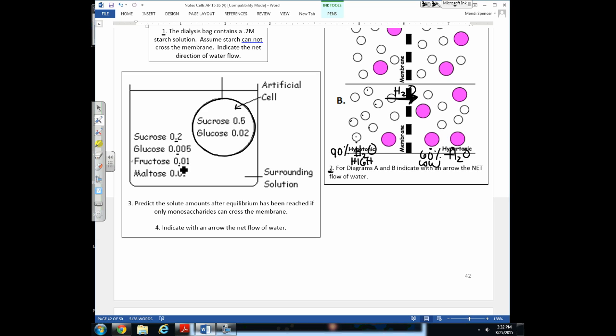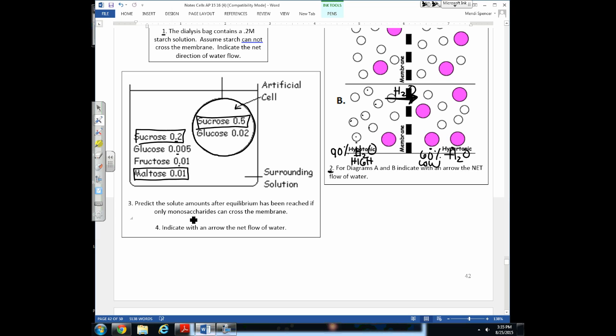So before you can do anything, you have to understand what a monosaccharide is. So sucrose is a disaccharide. Remember, it's a glucose plus a fructose molecule joined together. And since it's a disaccharide, it's saying here that it can't cross. Only monosaccharides can. So we're going to lock in these amounts for sucrose because they're not going to change, because sucrose can't cross the membrane. And we really didn't discuss maltose much in the biochemistry unit, but maltose is a disaccharide. It's two glucoses joined together. So we're going to lock in the maltose amount because it can't cross the membrane. So we're only going to allow the monosaccharides to move.